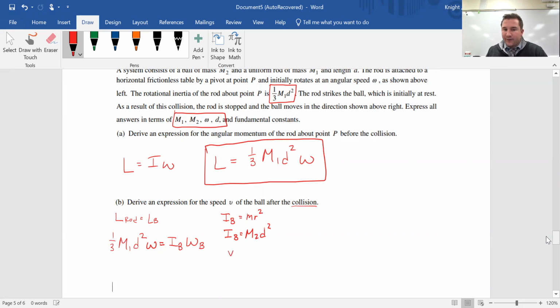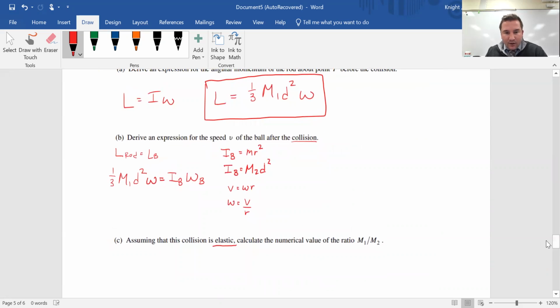We also want v. v can be related to omega by omega times r. So velocity is equal to omega times r, which means omega is equal to velocity divided by r. The omega for the ball is going to be equal to the velocity of the ball divided by the radius from the pivot point again, which is d. So we can substitute in v over d for omega. So we have two things to plug in here.